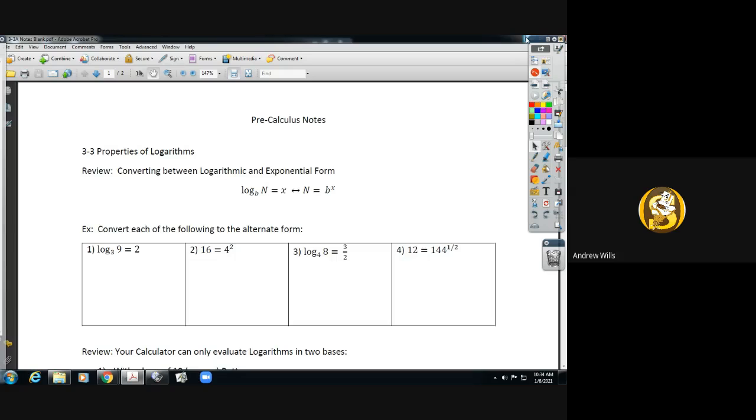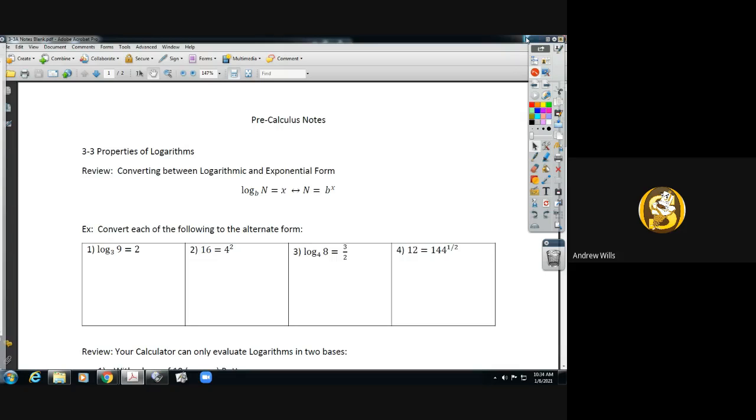We are resuming chapter 3, discussing logarithms and properties of logarithms, which we should have gotten some of in Algebra 2. We discussed some things before break, so just real quickly, we're going to go back over those things and review them to make sure we remember what we're doing. The first of those things is how to convert between logarithmic and exponential form.